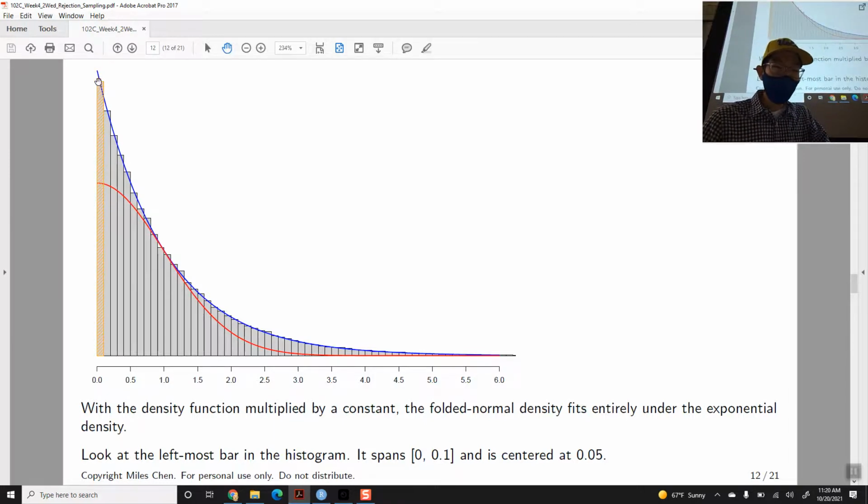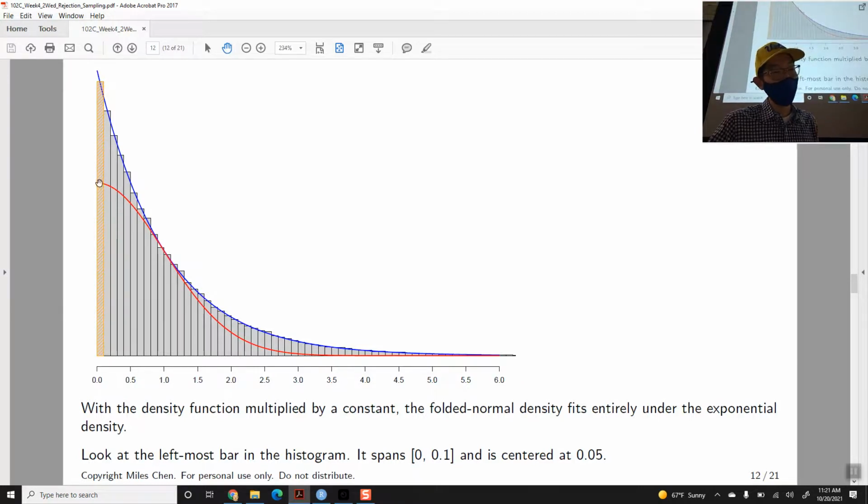And according to the exponential distribution, we're going to generate this value a lot. It's the tallest bar here. Values around 0.05 get generated a lot. But according to the folded normal, it's too many. We don't want all of these, we only want some of these. So what percentage should I accept? What percentage to accept is basically the ratio between the height of the entire bar, which is the value of the blue line, compared to the height of the red line.